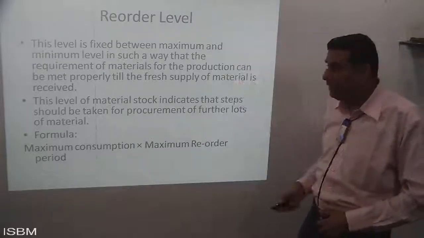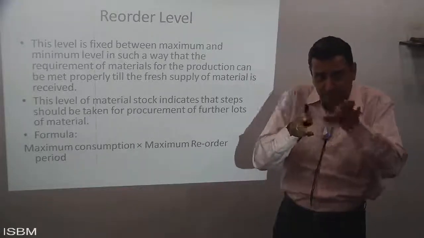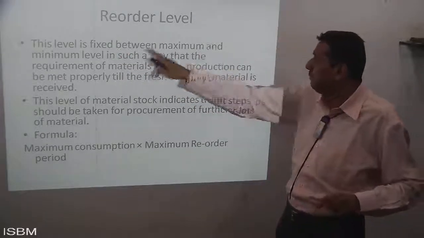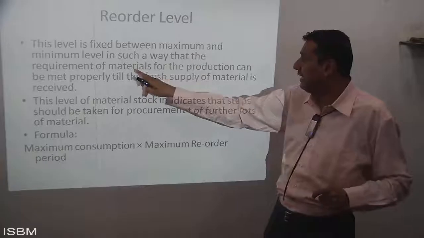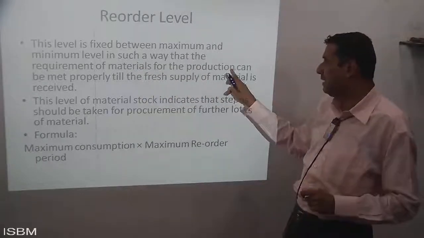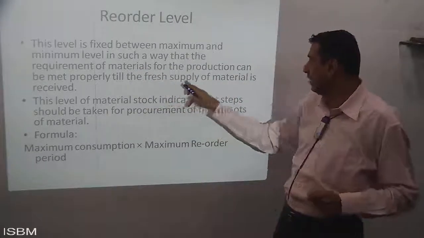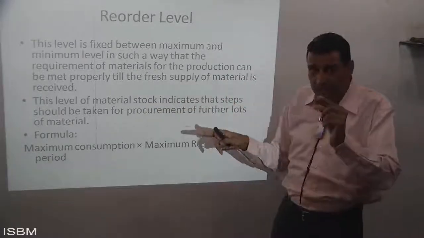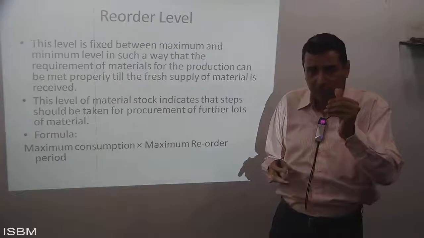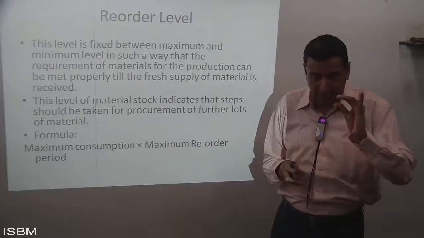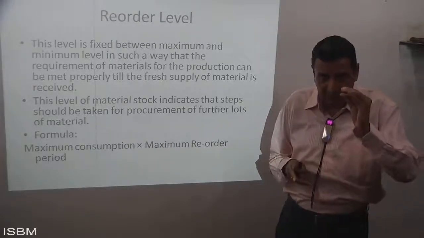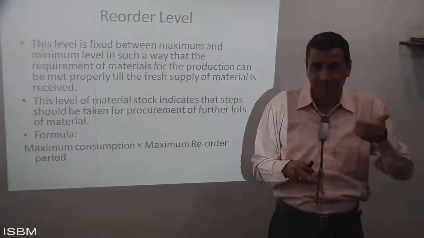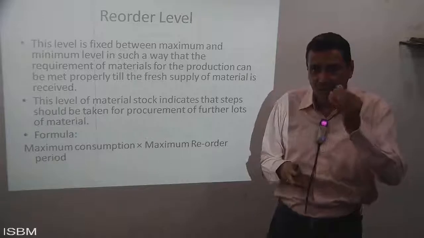So what is reorder level? Reorder level is in between minimum and maximum. This level is fixed between maximum and minimum level in such a way that the requirement of materials for production can be met properly till the fresh supply of material is received. So it works on a replenishment model. If a particular level has been exhausted, immediately they will place an order for the material. It is called a reorder level.